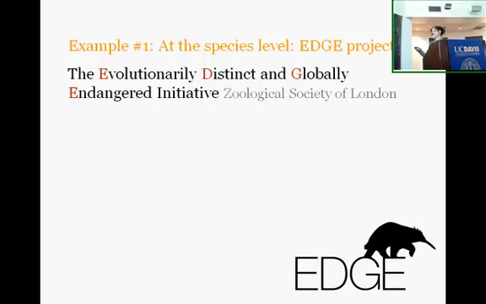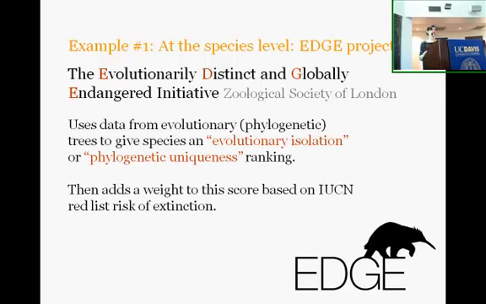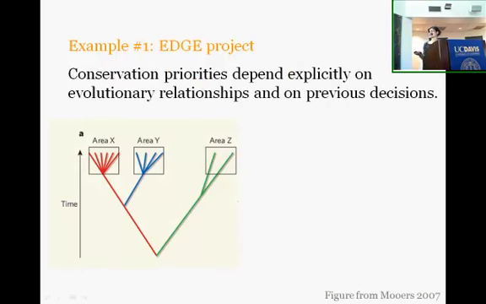No, so here we have an interesting proposal, which is that we should use evolutionary trees, those branching structures called phylogenies, to give species a ranking on how evolutionarily unique they are. So an evolutionary isolation ranking. And then we should weight these scores based on how endangered the animals are. And so this is a schematic to give you a sense of how this works.